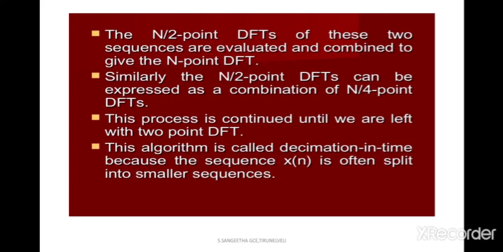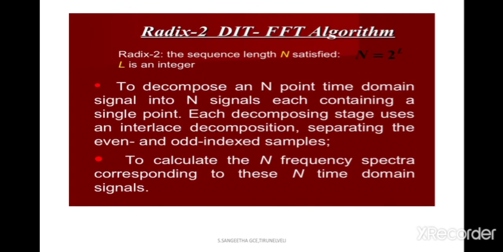So the N/2-point DFTs of these two sequences are evaluated and combined to give the N-point DFT. Similarly, the N/2-point DFTs can be expressed as a combination of N/4-point DFTs. This process is continued until we are left with 2-point DFTs. This algorithm is called decimation in time because the sequence x(n) is repeatedly split into smaller sequences.